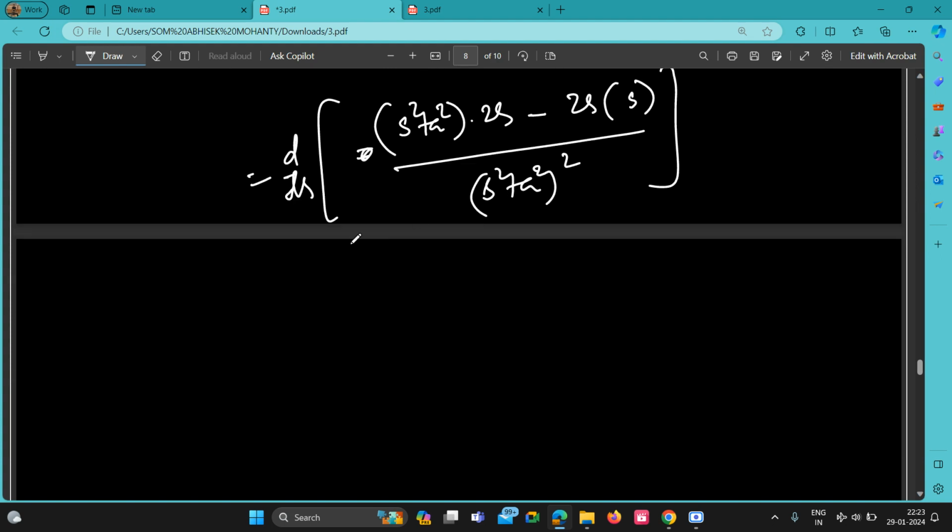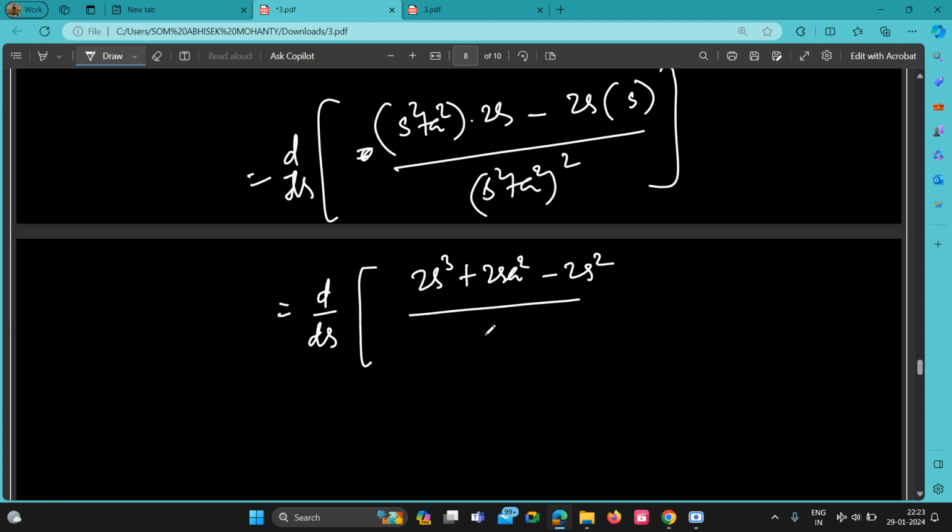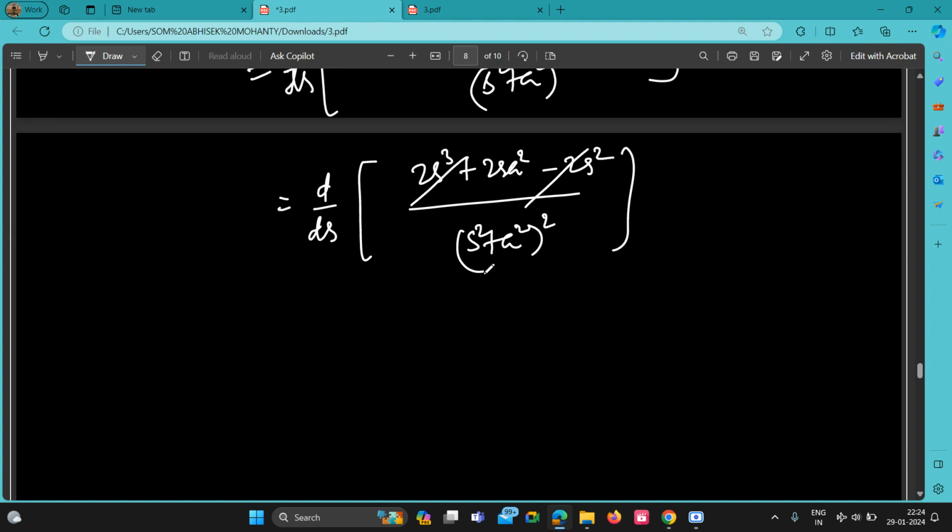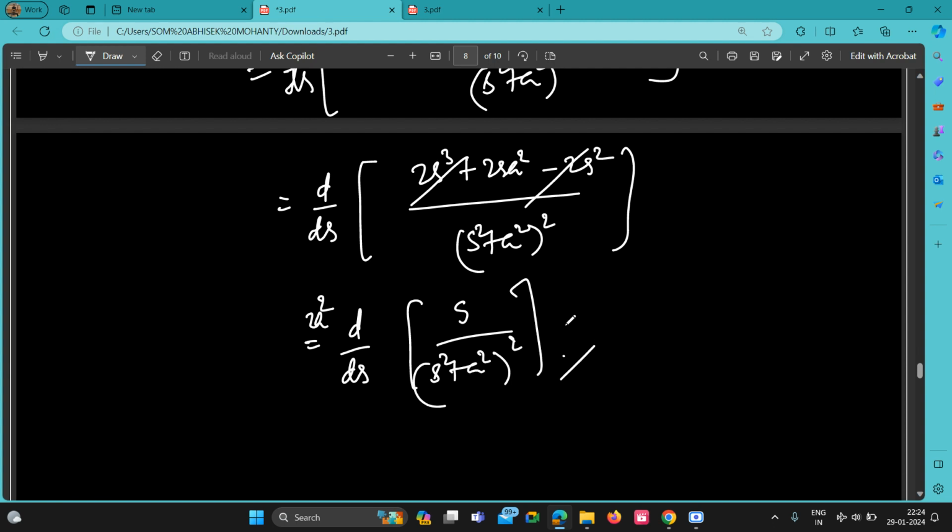So this gives me d by ds of 2s cube plus 2s a square minus 2s cube, divided by s square plus a square whole square. Again you have to do the derivative, 2a square comes out, s by s square plus a square whole square. So you have to do this.